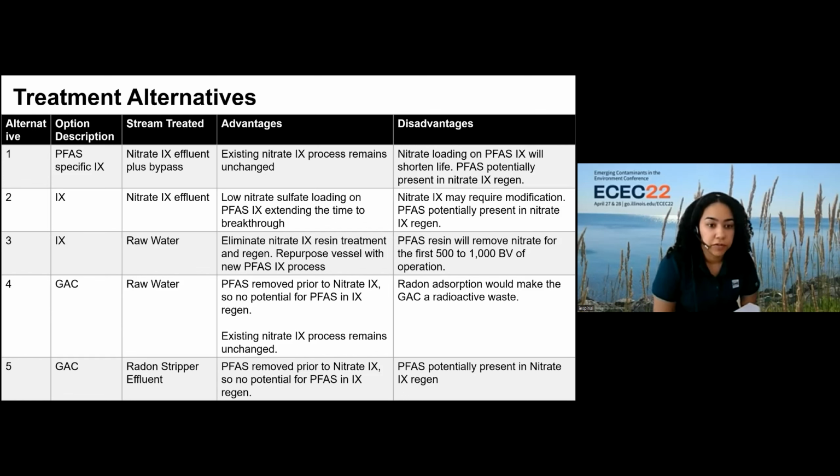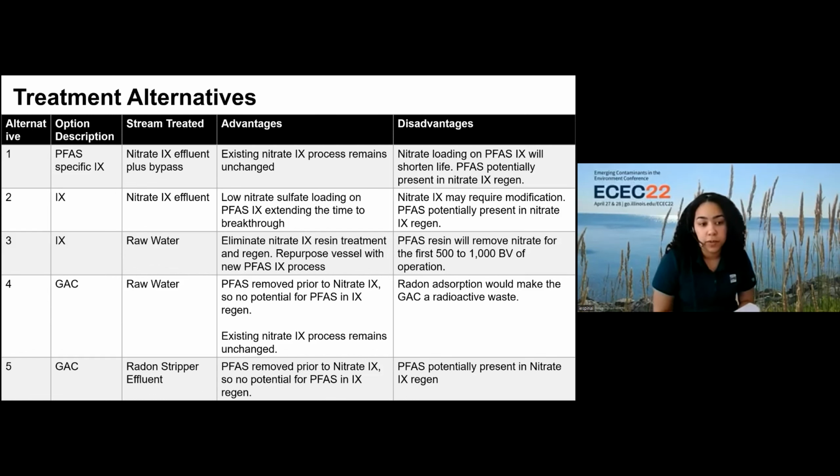So the first alternative was after the nitrate effluent plus bypass, which is how they currently operate. The second was for the nitrate effluent. The third was having ion exchange at the raw water. The fourth was having GAC treat raw water. And the last one was to have water be treated by GAC after the radon stripper effluent.